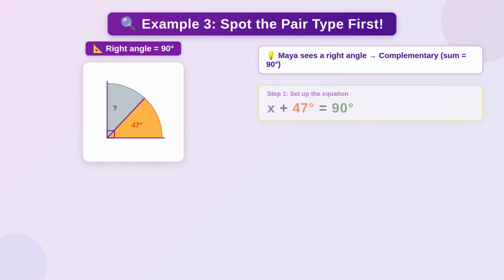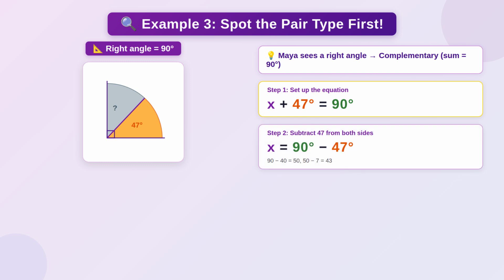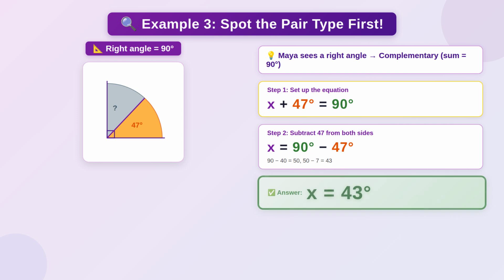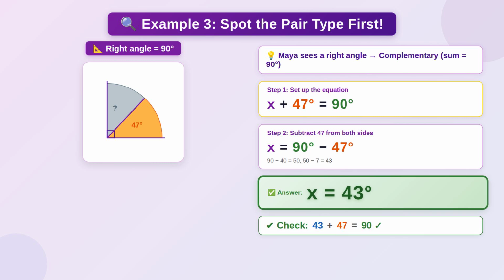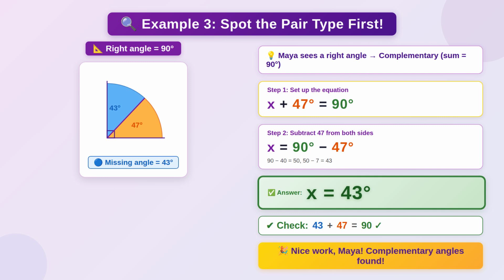Now, here's a problem where Maya had to decide the type first. Two angles share a corner and together form a right angle. One angle is 47 degrees. Find the missing angle. First, Maya sees a right angle corner, so these are complementary, adding to 90. She writes, x plus 47 equals 90. Subtract 47 from both sides, x equals 90 minus 47.